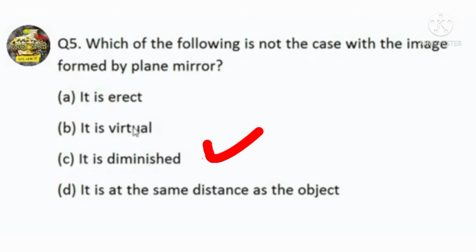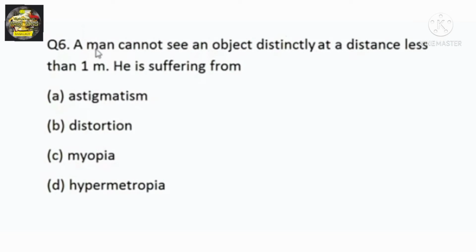For the sixth question, a man cannot see an object distinctly at a distance less than 1 meter. He is suffering from... For this question, the right answer is option D, hypermetropia. Let's move on to the sixth question. We have completed the sixth question. Let's move on to the seventh question.